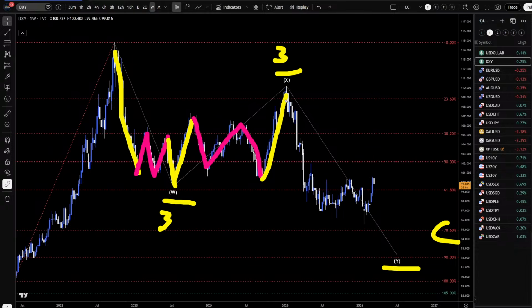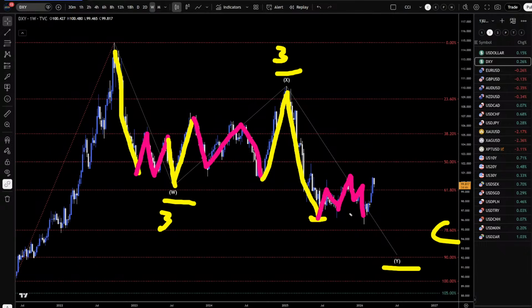So we have impulsive down right here, which in my opinion ends right here at this low. So we have impulsive down. And then I'm going to draw out the correction with more detail. I didn't really do much detail in this one, but we have one, two, three waves up. Very clearly, one, two, three waves up. Then we have one, two, three waves down. Very clearly, three waves down.